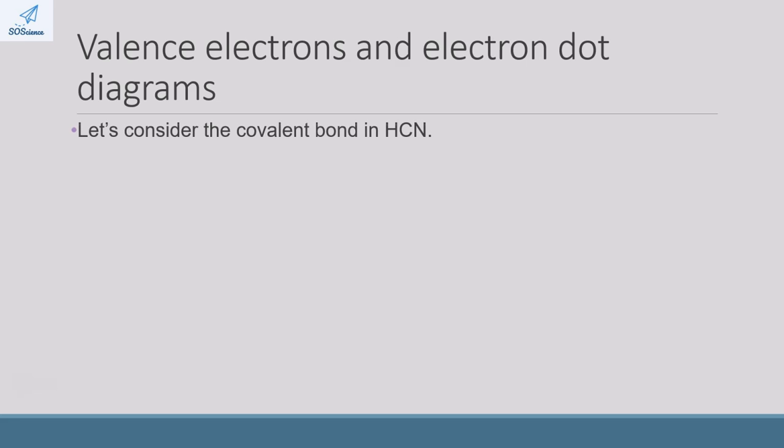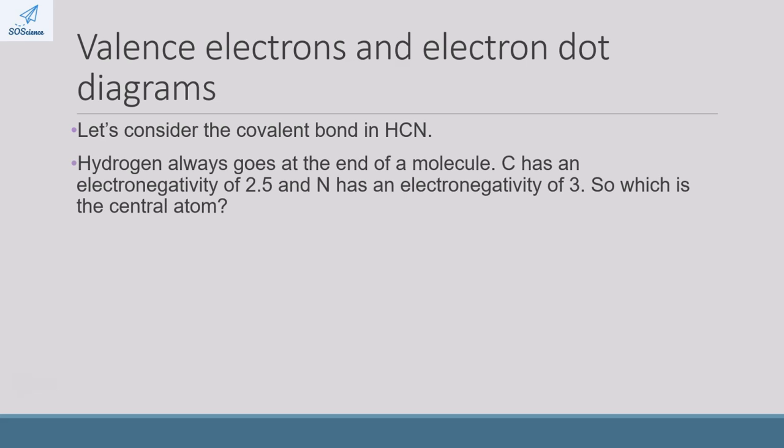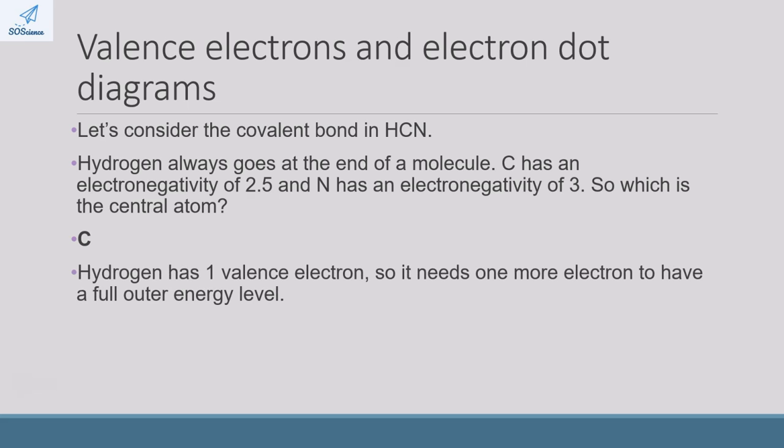Let's consider the covalent bond in HCN. Now remember that hydrogen, regardless of its electronegativity, always goes at the end of a molecule. Then if you refer to your periodic table, you'll see that carbon has an electronegativity of 2.5 and nitrogen has an electronegativity of 3. So which one is the central atom? Again, it will be carbon. So that helps us to set up our molecule.